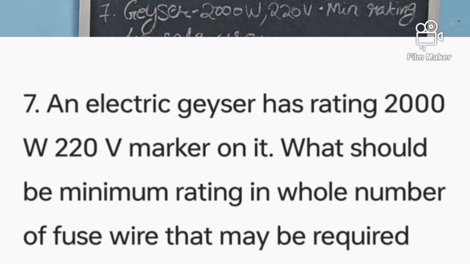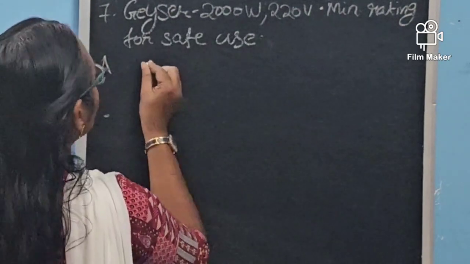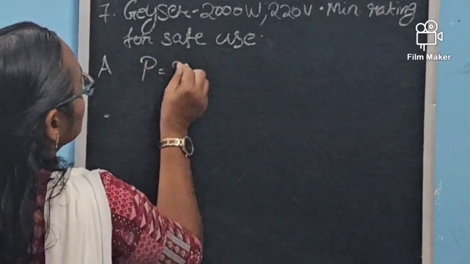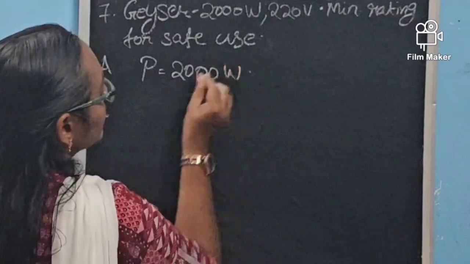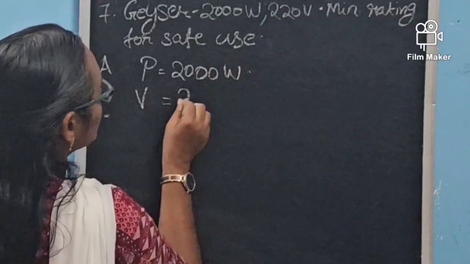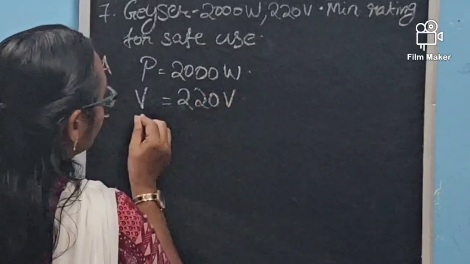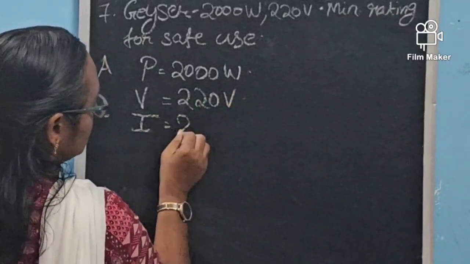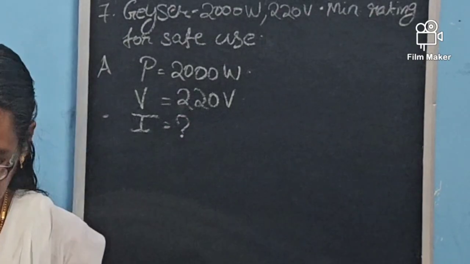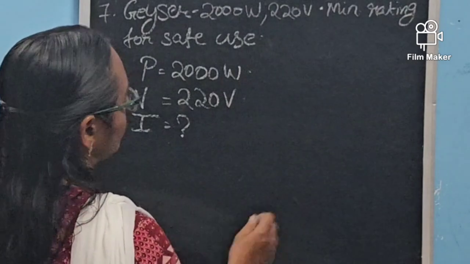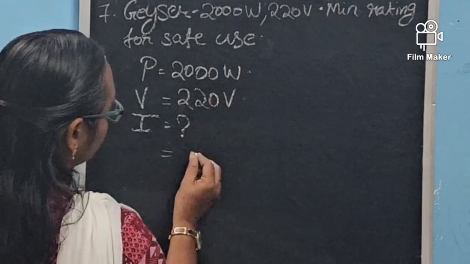How much will be the maximum current which the geyser can draw is the thing which we have to find out. Means how much current it will consume. So how can we solve this kind of problem? It's very easy to solve. They have given power as 2000 watt and voltage potential difference as 220. But we have to find what? I, current. How can we find out? We can find by this manner.